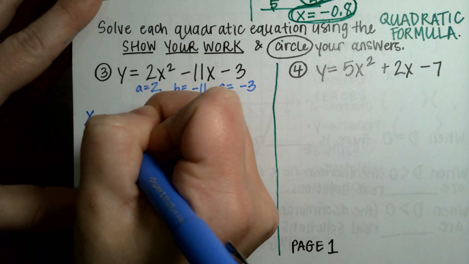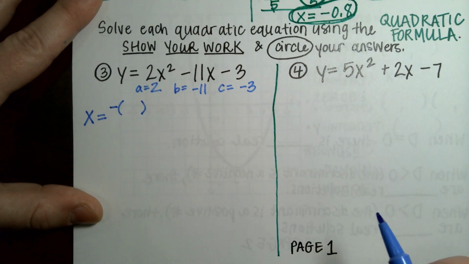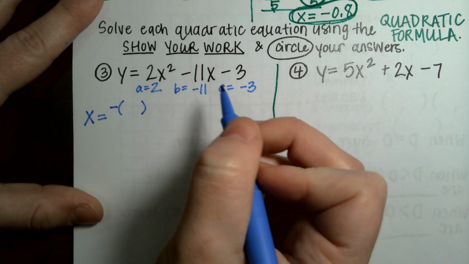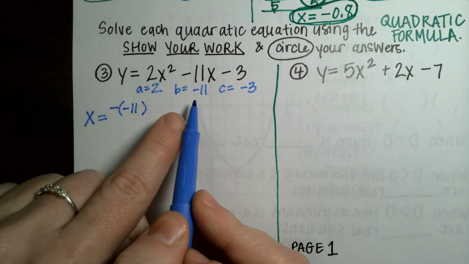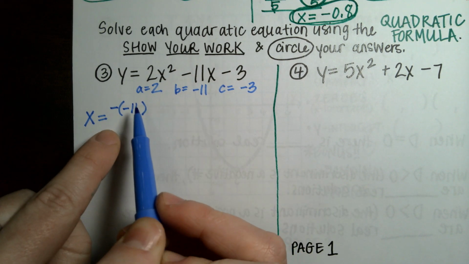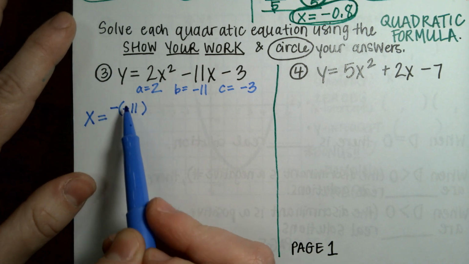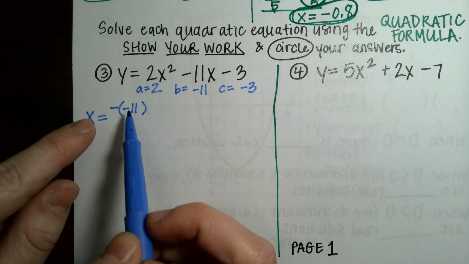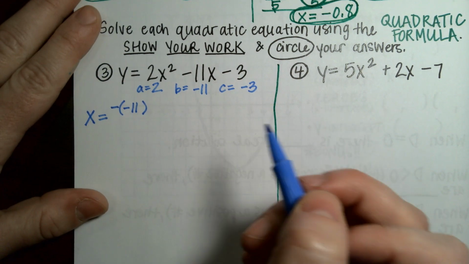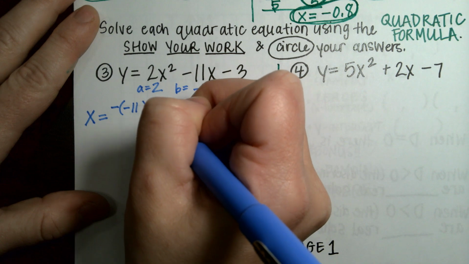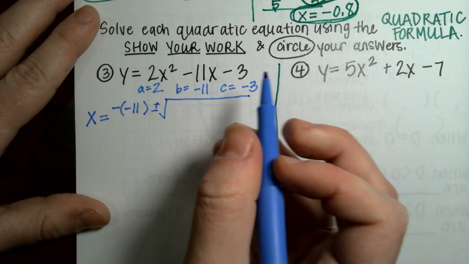X equals negative what? -11. Negative 11. Don't forget the -11 is on your B, and we're putting another negative on the outside of it. So that's going to cancel out. Remember, a negative times a negative makes a positive. This is going to turn into positive 11 plus or minus the square root.